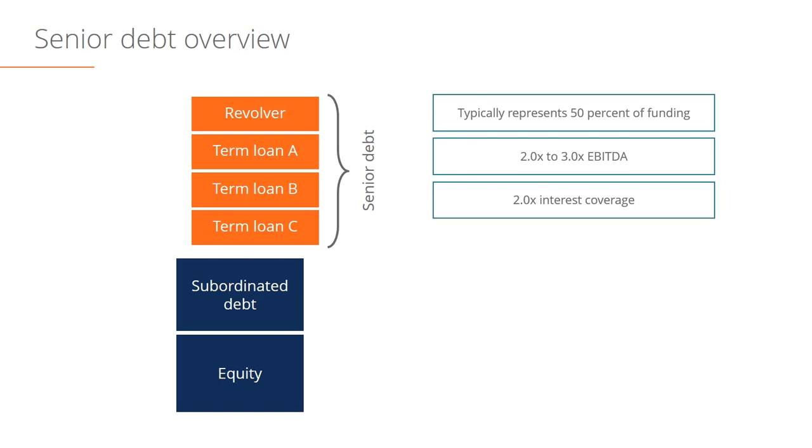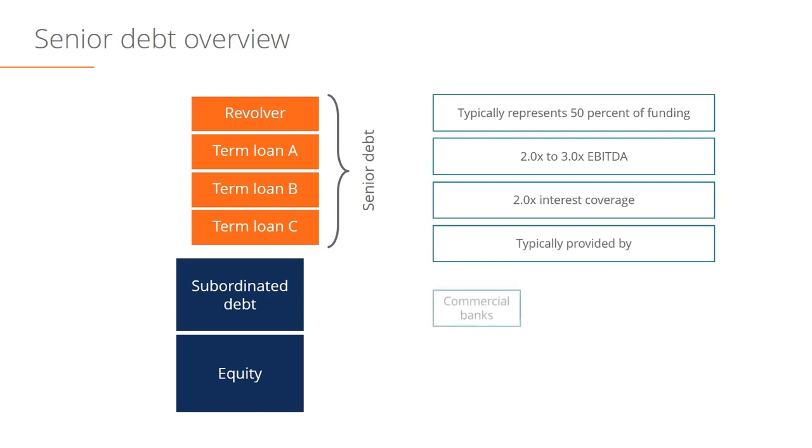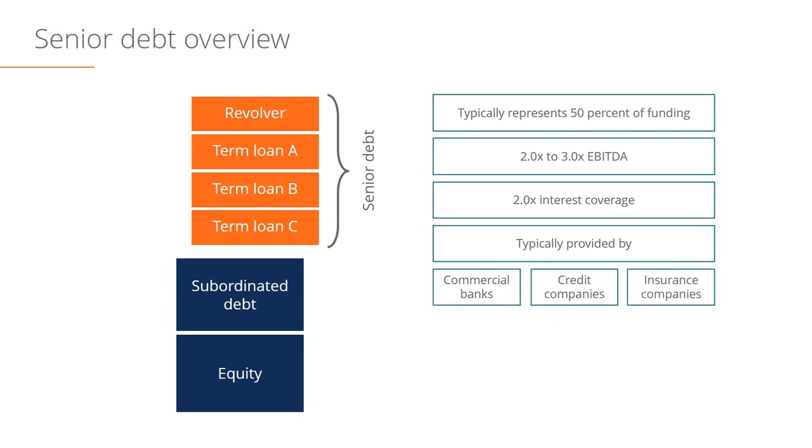So whatever the interest expense of this debt would be, the company has to generate sufficient cash flow to cover that 2 times over. The typical providers of senior debt include the commercial banks, credit companies, and insurance companies.